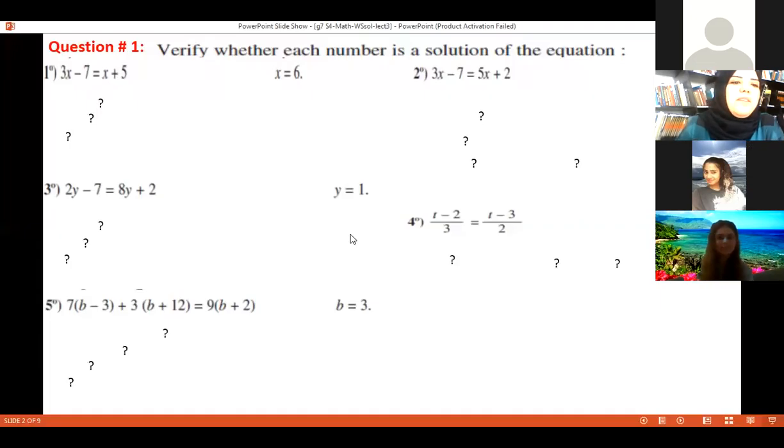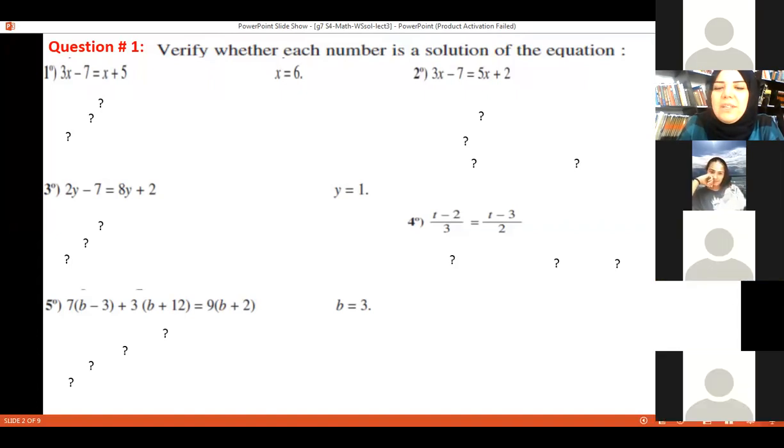I'm going to share the worksheet together and we are going to solve some exercises, okay? Okay, let us start with the first one. We are going to say whether each number is the solution of the equation. So for the first one, we are going to check if 6 is a solution for 3x minus 7 equals x plus 5. Who wants to do it?